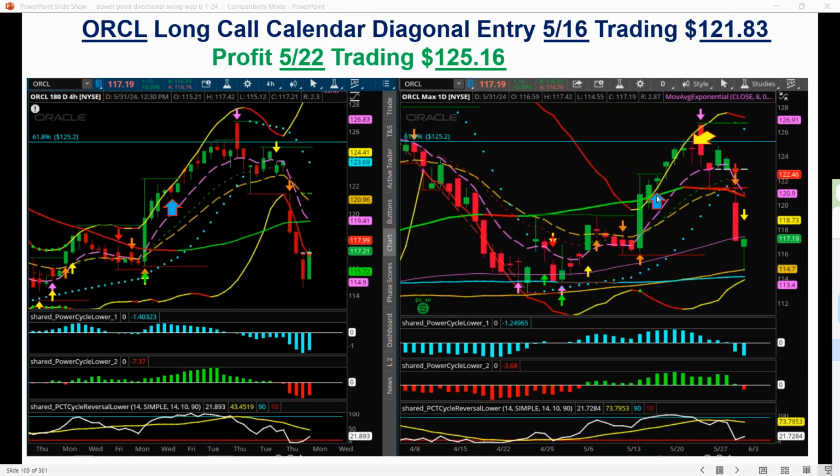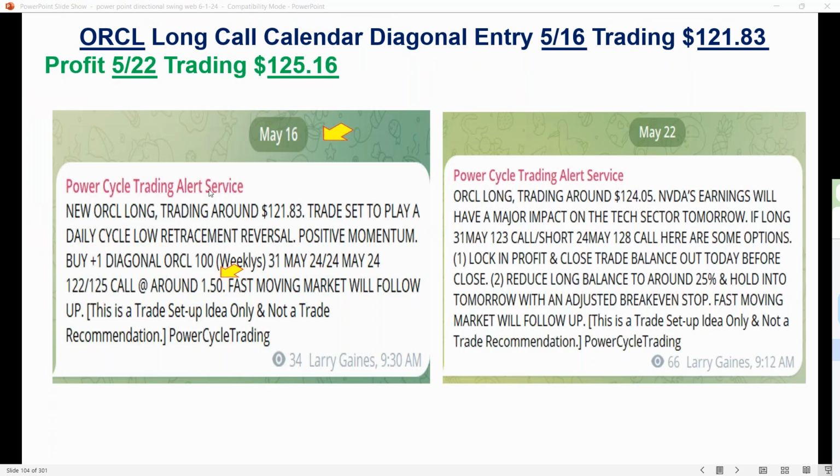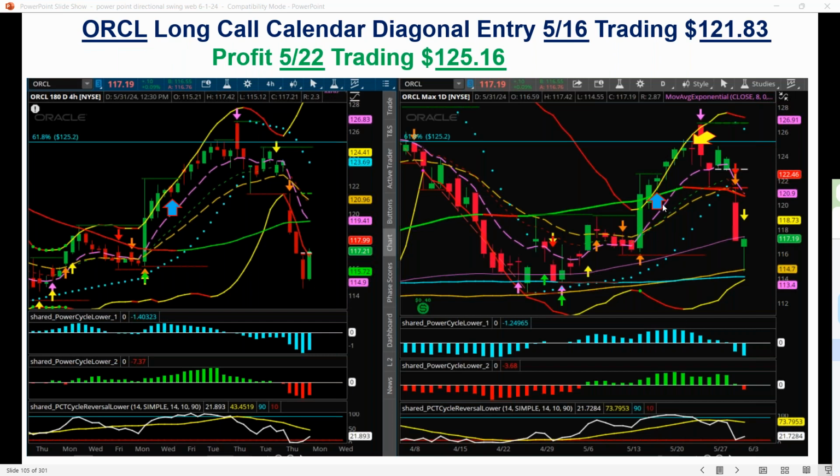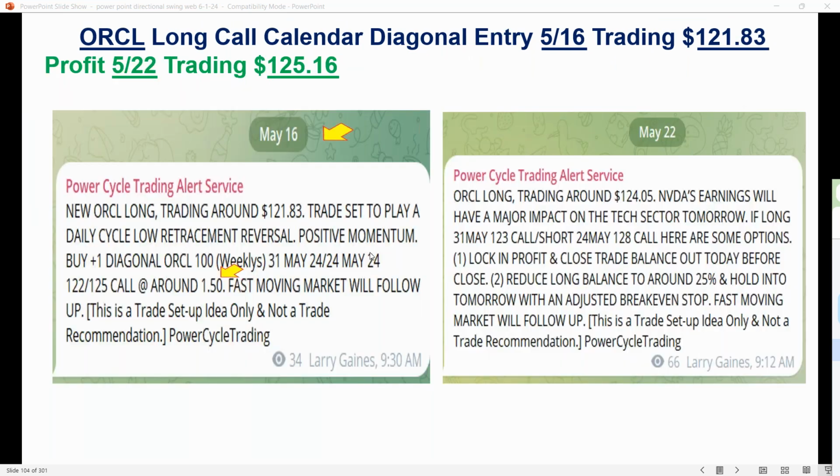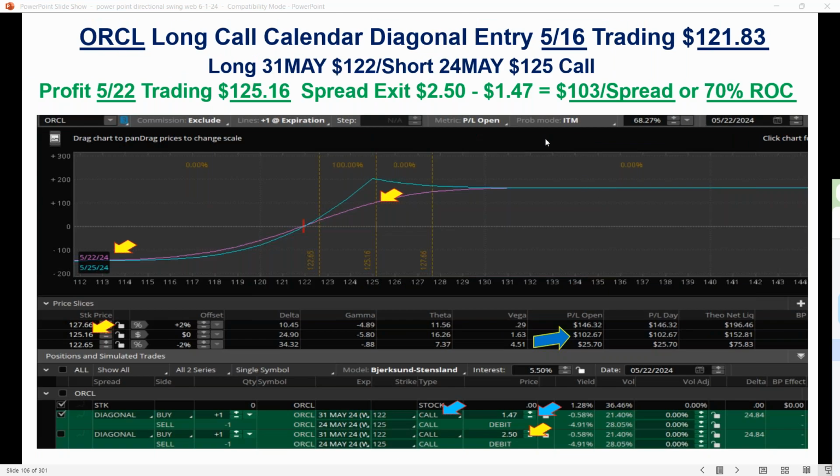So this was kind of a cycle low retracement reversal coming in, and we were targeting a quick move up. This trade was a new Oracle long. It had a cycle low retracement reversal and positive momentum. We got in on the 16th and took profits on the 22nd, May 22nd. Just a quick review of this one.